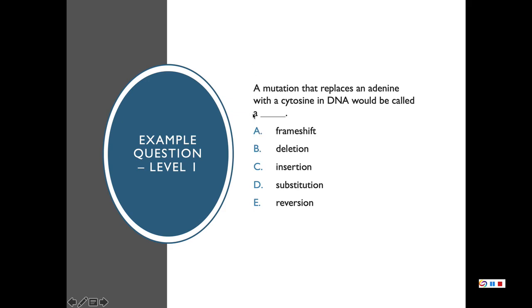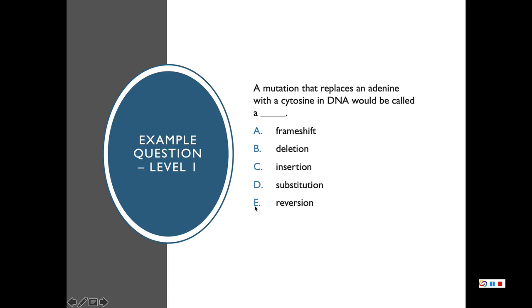So as we are looking at this particular question, I can break this down and say, okay, there's a mutation that replaces an adenine with a cytosine. We know that it can't be frame shift, deletion, or insertion. Deletion and insertion are going to be addressing what's happening at the DNA level. Frame shift is a result of a deletion or an insertion as it impacts the protein being made in translation, rather, sorry.